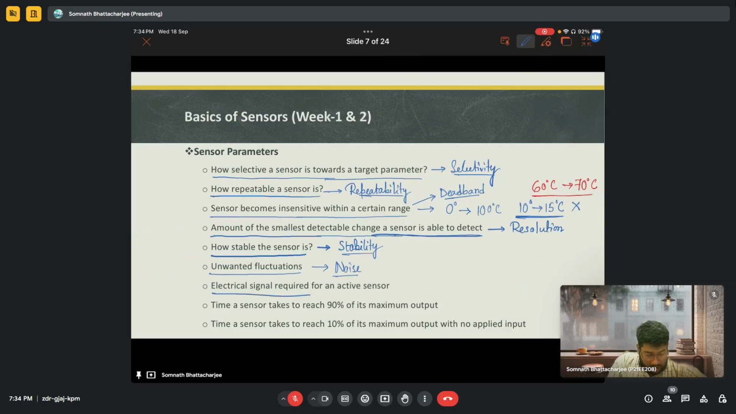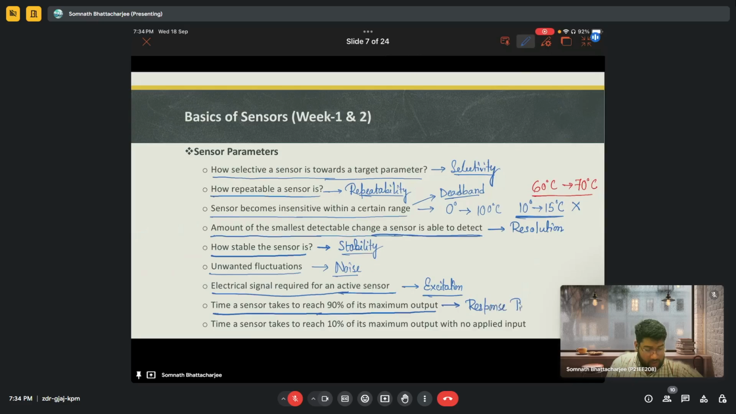Then the electrical signal required for an active sensor. This is called the excitation. So how much electrical signal, or let's say a battery, is required to run the sensor. Okay. The time a sensor takes to reach 90% of its maximum output is called the response time.